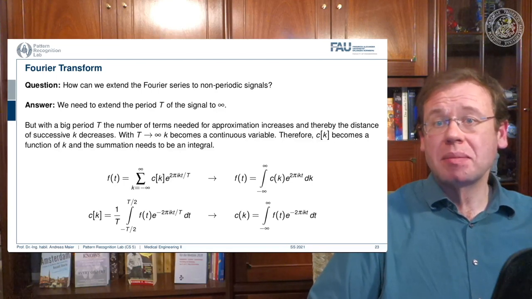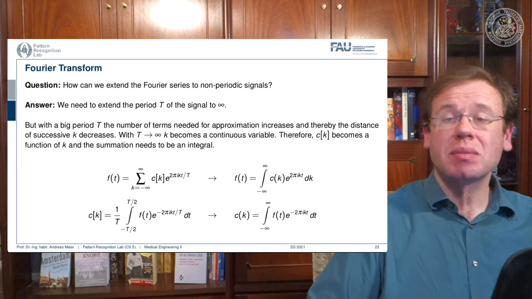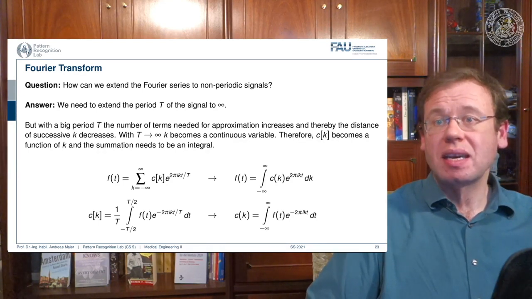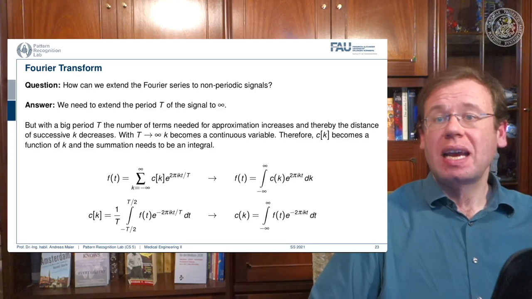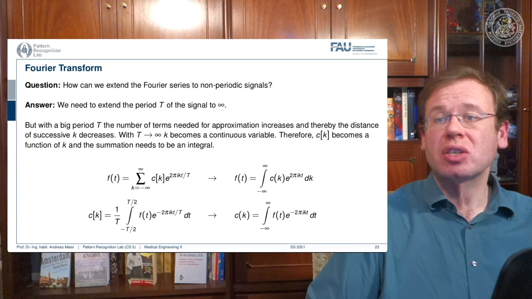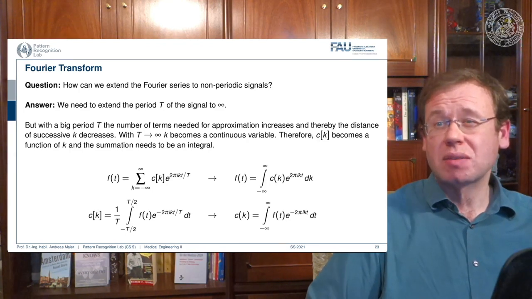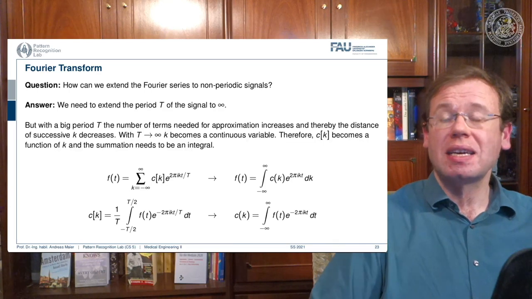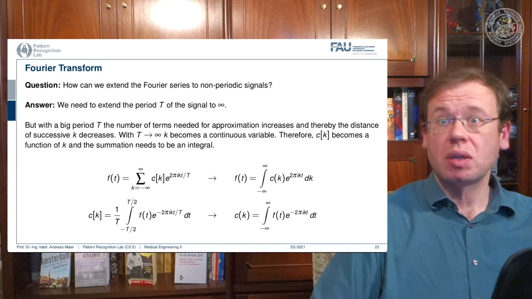So now c_k becomes a function of k, and the summation needs to be an integral. So you've seen that if we previously had with the Fourier series a sum over discrete c_k's, then we now need to convert this into an integral. And the c_k, which had a discrete index for every k, is now converted into a function c of k, which is now a continuous variable. So that's the major change. You see, it looks very similar, other than we switched from discrete to continuous. And this allows us now to have infinitely small distances between the frequencies. So we can have this at an infinitely fine resolution. If we do so, now we are able to analyze also signals of arbitrary length T.